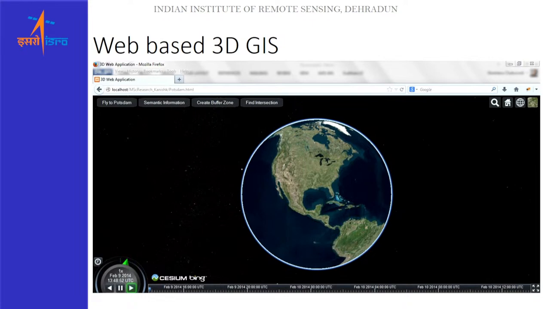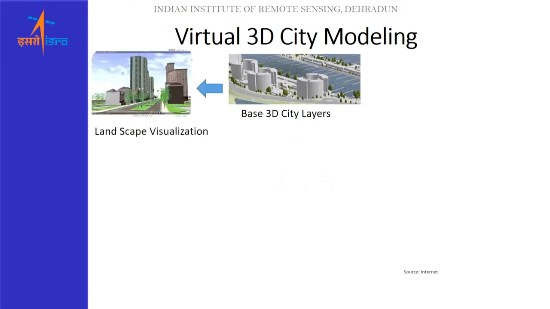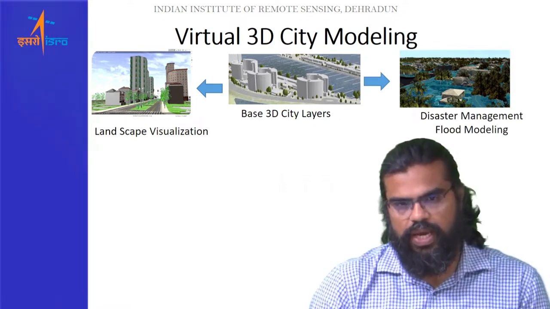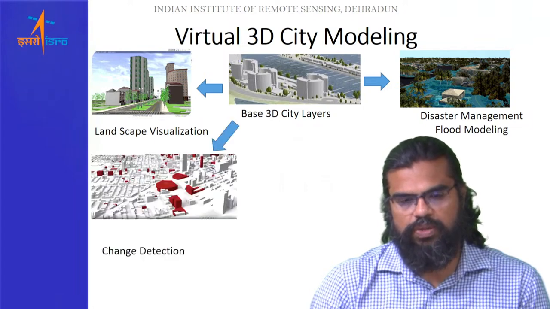So the corresponding globe gets created, and on this globe we can do a lot of different interactions. For example, such virtual 3D models have been used for creating a base layer of 3D models, which can be used for landscape visualizations, and can also be connected to carry out flood simulations in terms of city disaster modeling and so on.